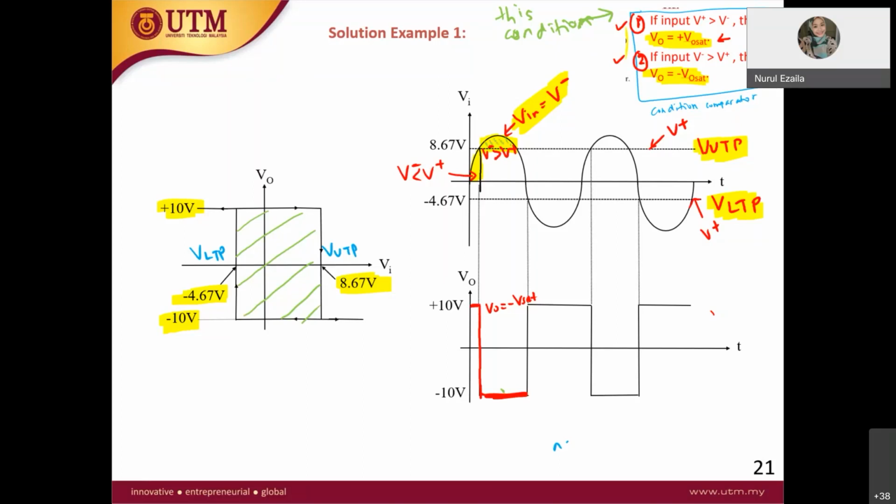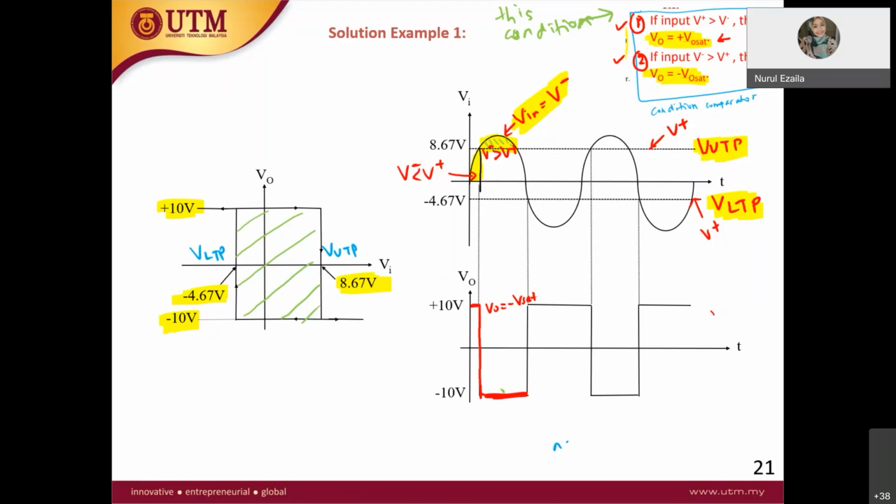In this portion, V in is the V minus. At this particular point, your V in, which is your V minus, is above VUTP. This green region only intersects with the VUTP. Therefore, you make the comparison with VUTP. Now your V minus is above the VUTP, which is the V plus.